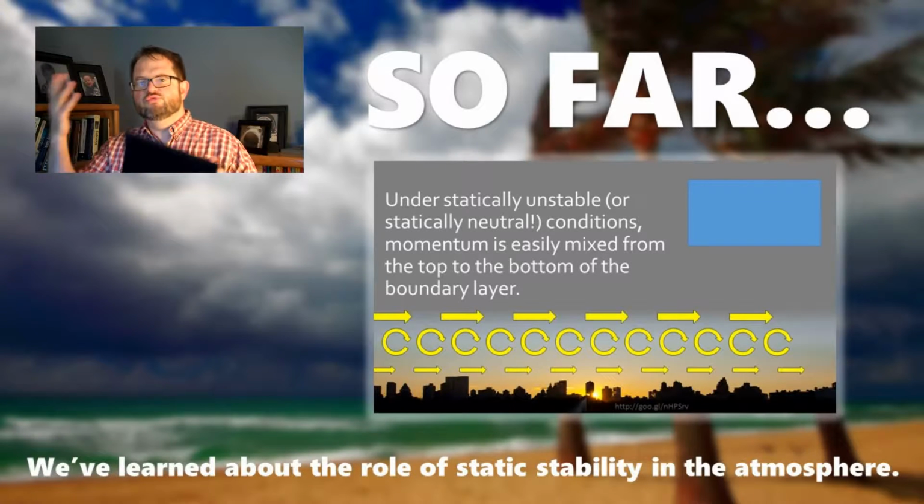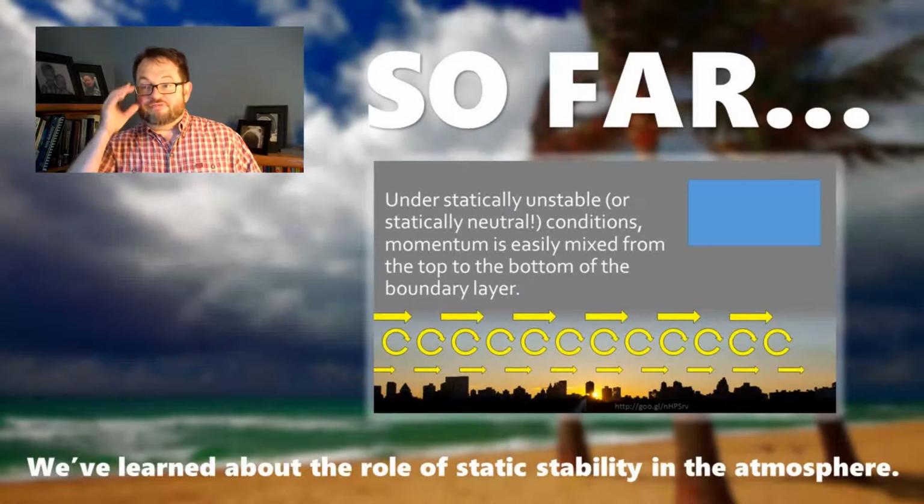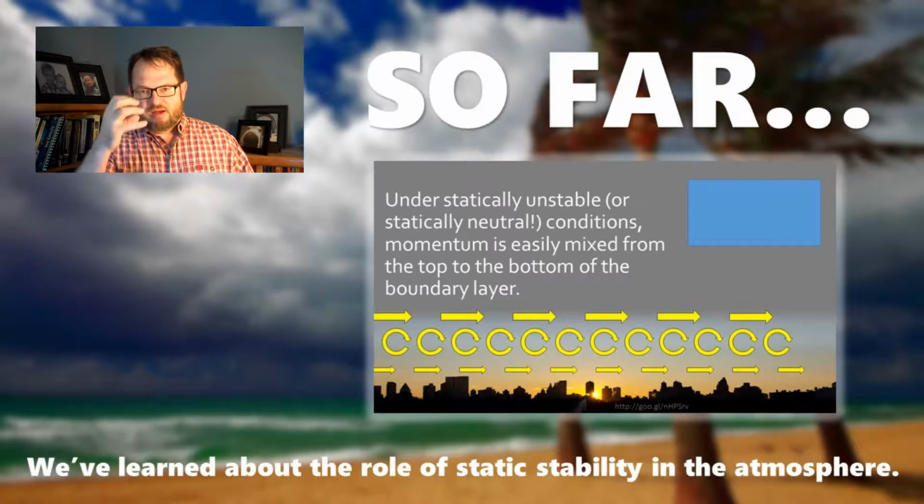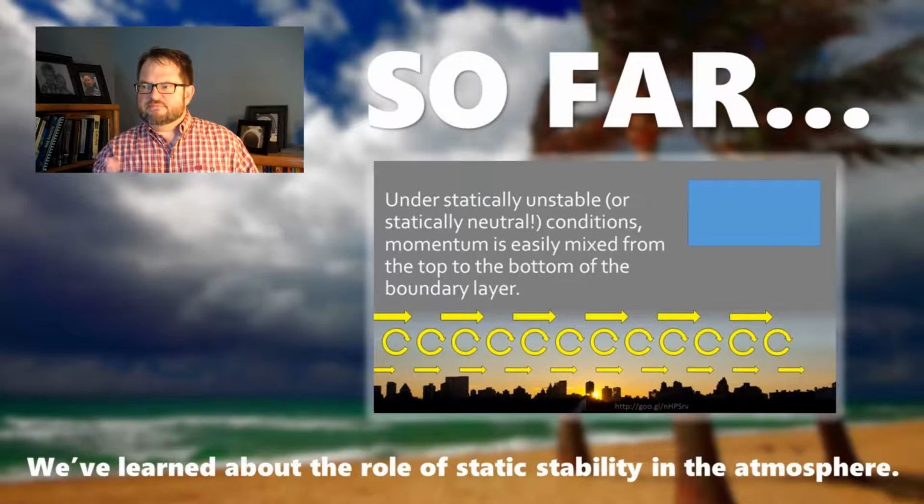On the other hand, if you have a lot of mixing going on in the boundary layer due to the plumes and thermals and things like that, turbulence and so on, well, it's awfully easy to mix high momentum air from up high down to the surface and take low momentum air from down near the surface and mix it upward. And you get a wind profile that has less wind shear.